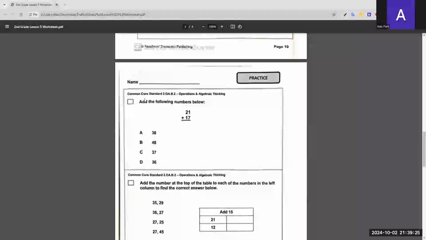All right, next, add the following numbers below. 21 plus 17. 1 plus 7 would be 8. And then the tens place, 2 plus 1 would be 3. 38 is A.